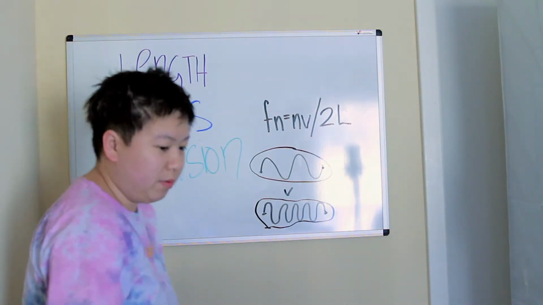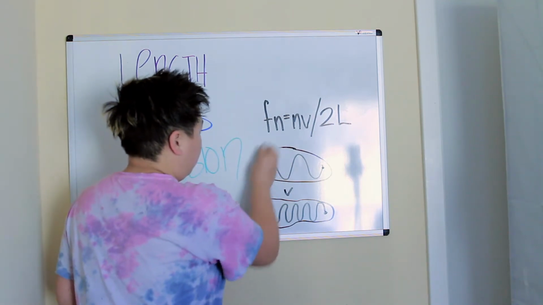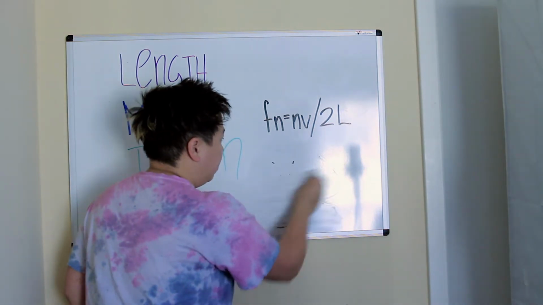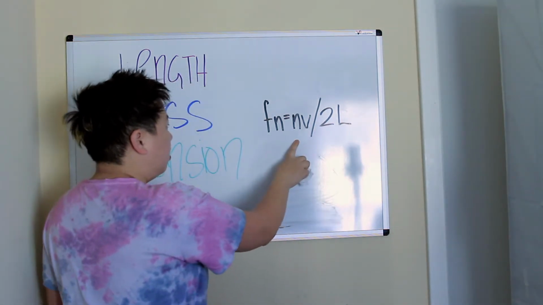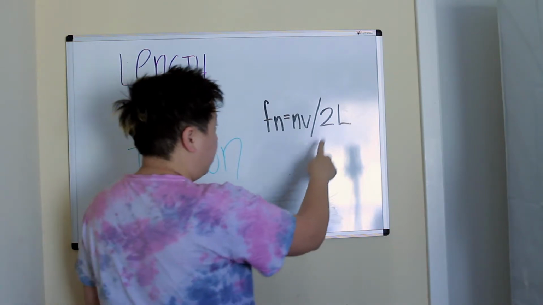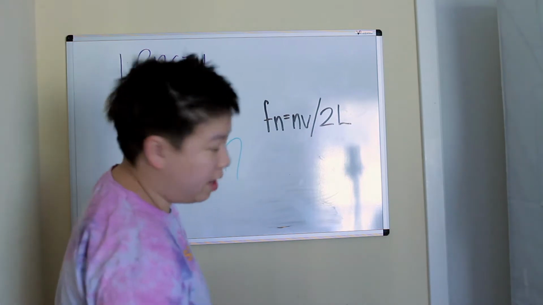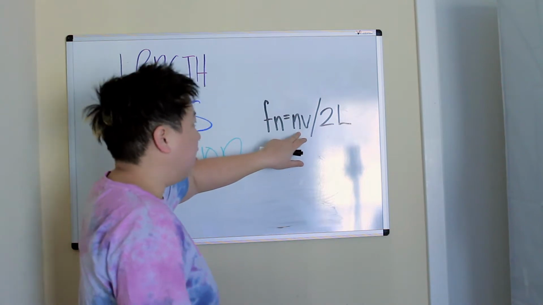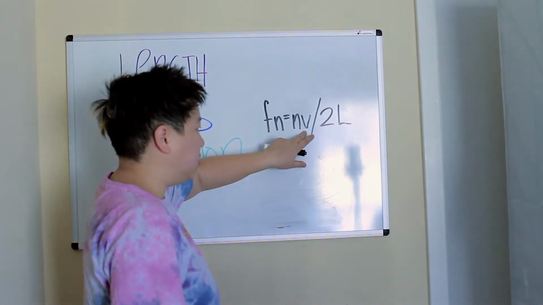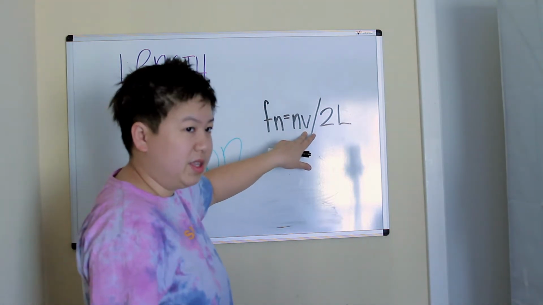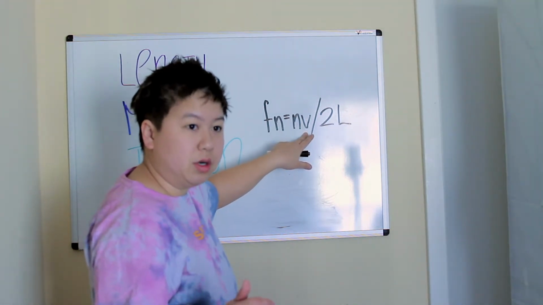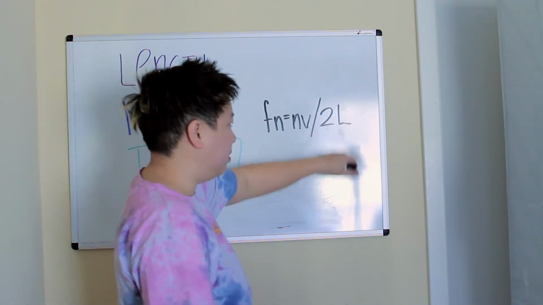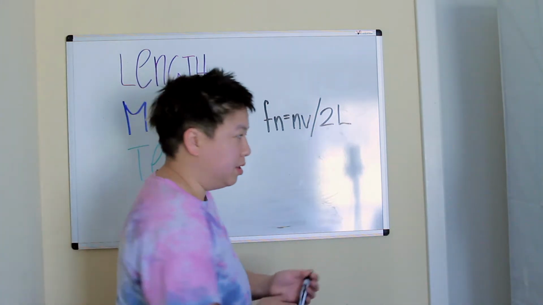A really cool equation that I found to be able to calculate this is this. Fn equals nV divided by 2L, in which Fn is a certain fundamental that you're trying to find, n is the number of the fundamental you're trying to find, V is the speed of sound. This doesn't account for temperature or what gas you're in, I don't think. Divided by twice the length of the instrument, or whatever object.